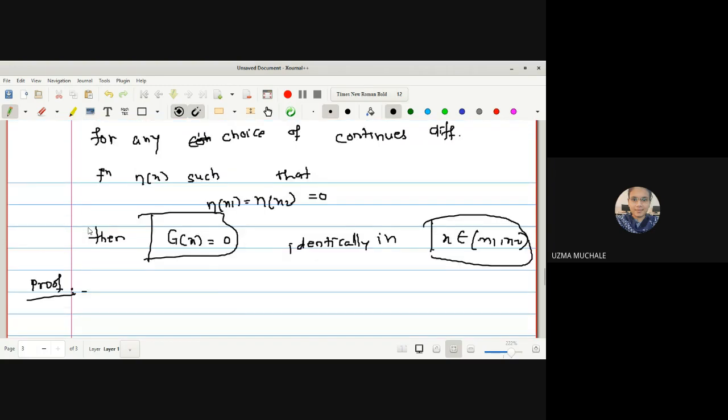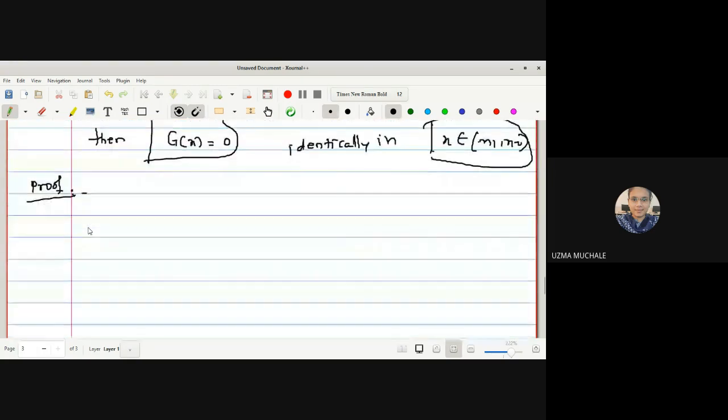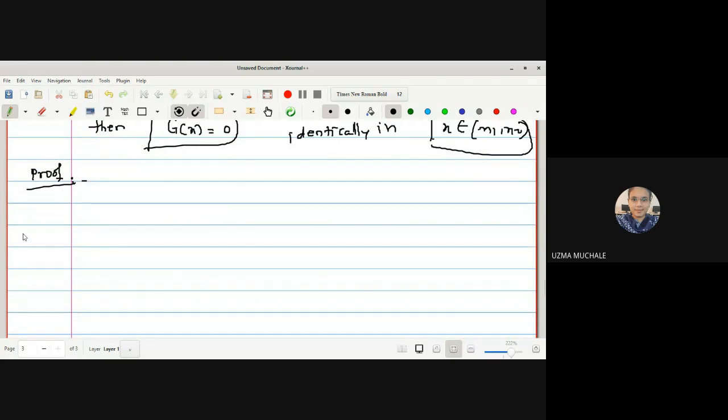First we have to write down all the given things. Already I have written them, so that's why I am not writing them in the proof. So what is our aim to prove? G of x is equal to 0. So let us assume that g of x is not equal to 0 at some point. Identically equal to 0 means we have to prove that g of x is completely 0 in the whole interval. Now let us assume that g of x is non-zero at some point x is equal to x dash.